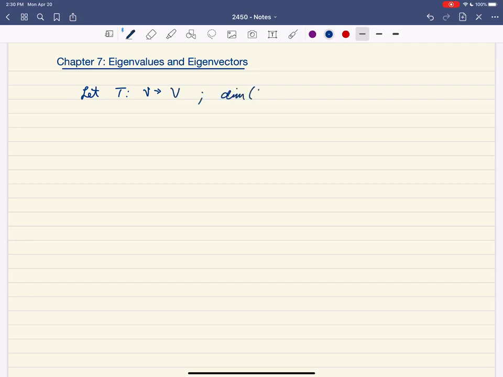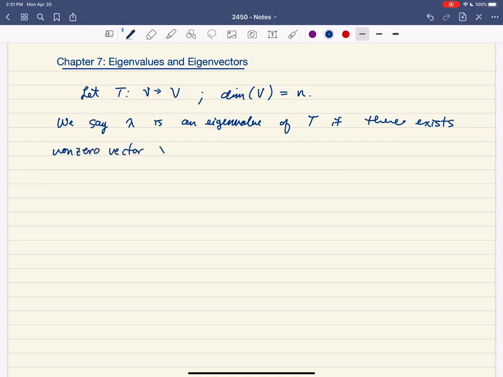Let's suppose that V has dimension n, and we're going to say that the value lambda is an eigenvalue of T if there exists a non-zero vector x such that T of x is equal to lambda x. Here x is called an eigenvector.